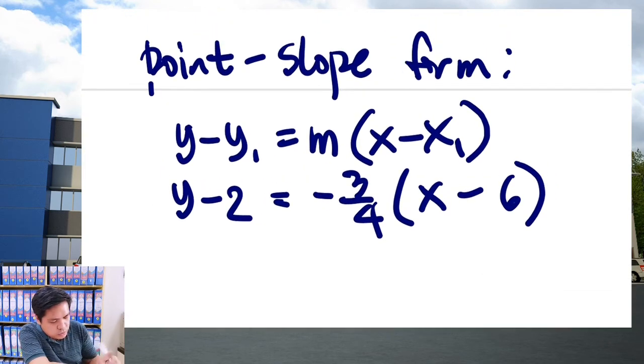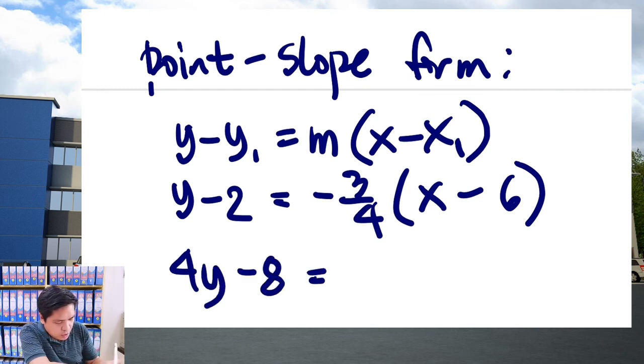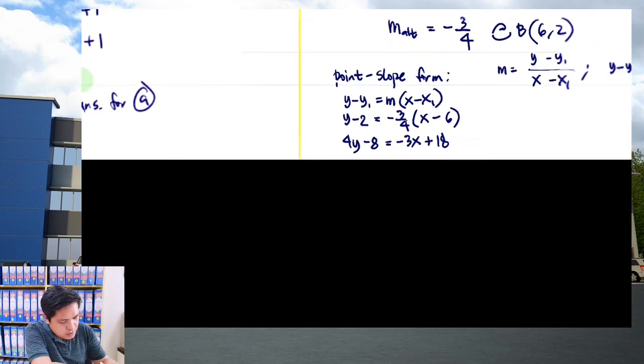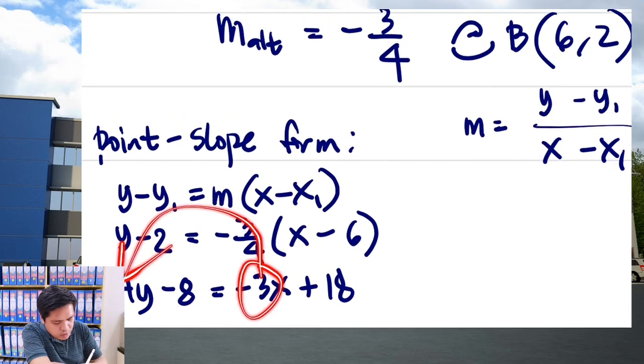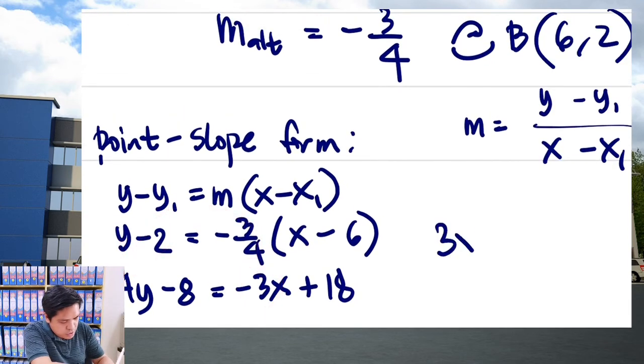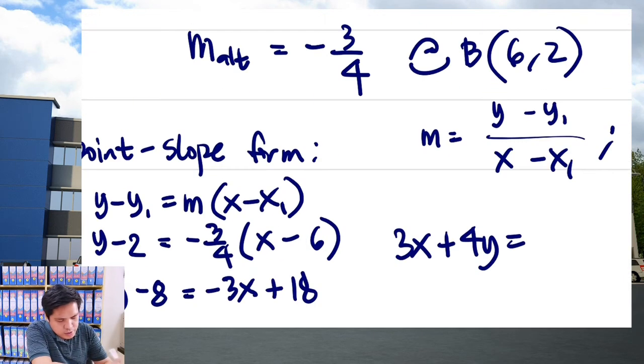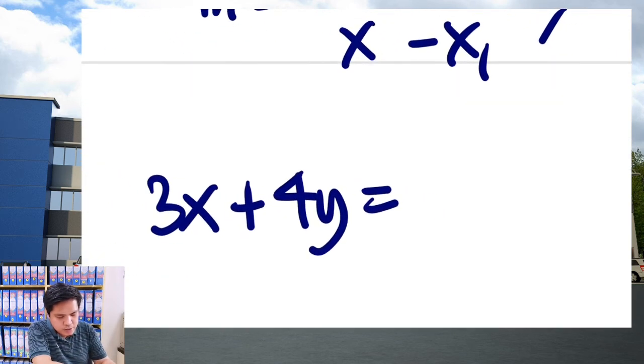So transpose 4 to the other side, that would be 4y minus 8 equal to, distribute negative 3, negative 3x plus 18. Then rearrange, move this to the other side. So that's 3x plus 4y equals 18 plus 8, which is 26.